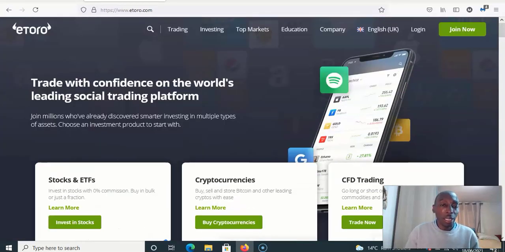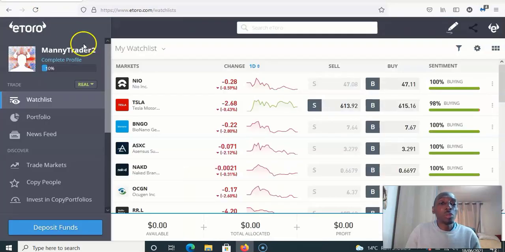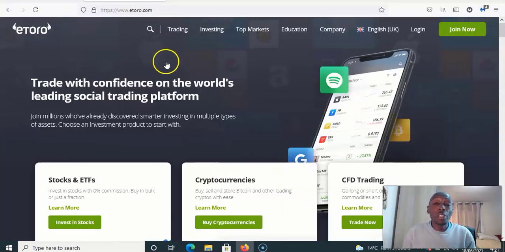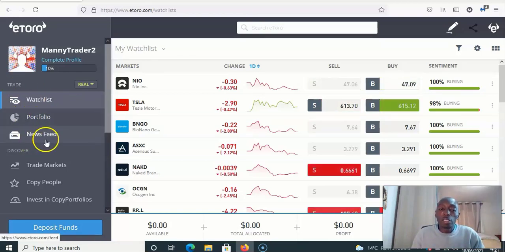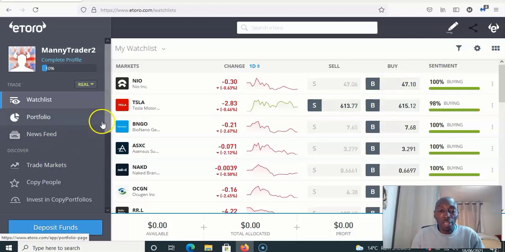Now, this is the back office when you do get involved, and it is actually free. It's free to join. It's free to open an account. You only have to put money in when you actually want to trade, and you can trade using the same platform as well. So this is what the inside looks like. You can do your own portfolio. There's the news feed. You can trade the markets from here.